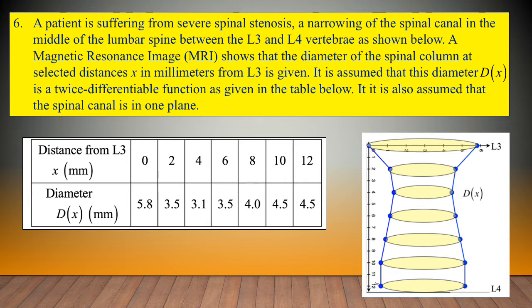We see the table, marked in distance from L3, x in millimeters, and it starts at 0 and goes up to 12, and then the diameter d of x also in millimeters. Notice in the picture that L3 is on top and L4 is on the bottom. So notice that our x measure, which is the distance from L3, is our vertical going down, and our diameter d of x is our horizontal going across.